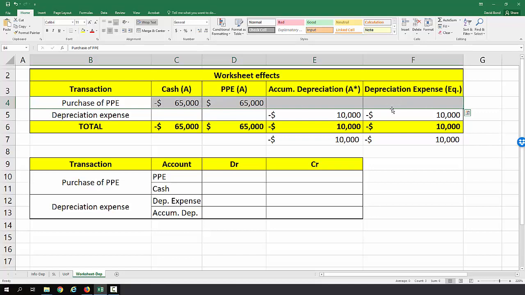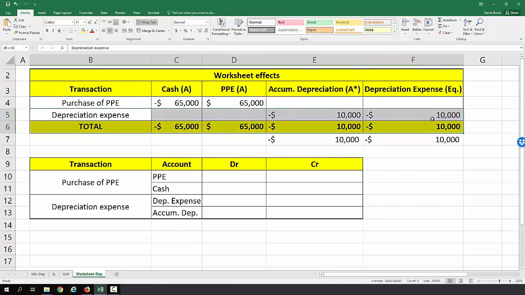The other thing to also note is that at time of purchase, there is only asset effects here. There is no profit and loss effect. The profit and loss effect is driven by the depreciation expense. So that is where the profit and loss effect turns up.